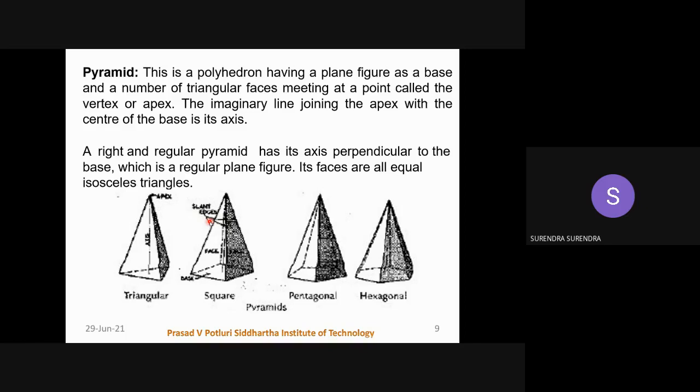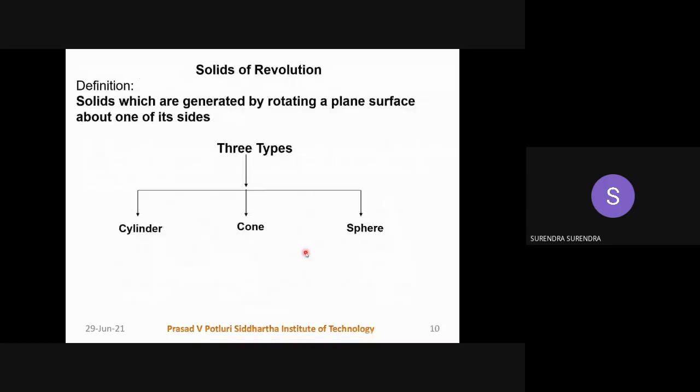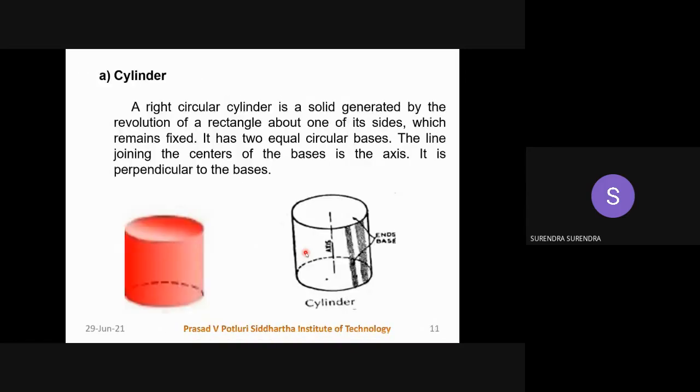And pyramids will have faces. All these faces are in the shape of a triangle, so these are called triangular faces. Pyramids will have triangular faces, and prisms will have rectangular faces. So we should show this difference. A cylinder doesn't have any slant edge or straight edge.